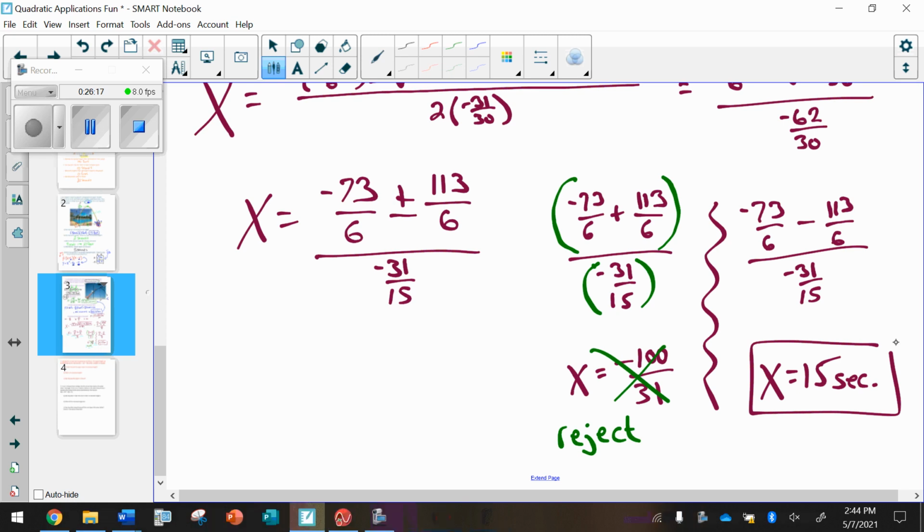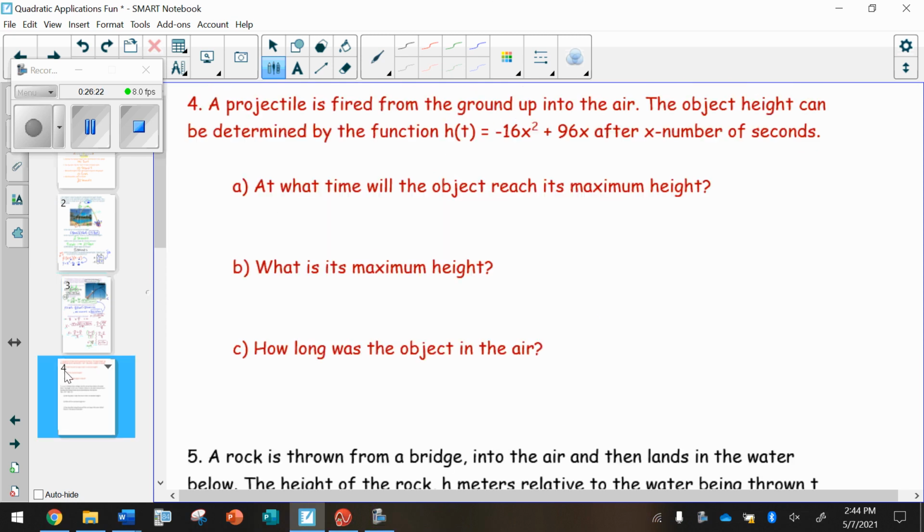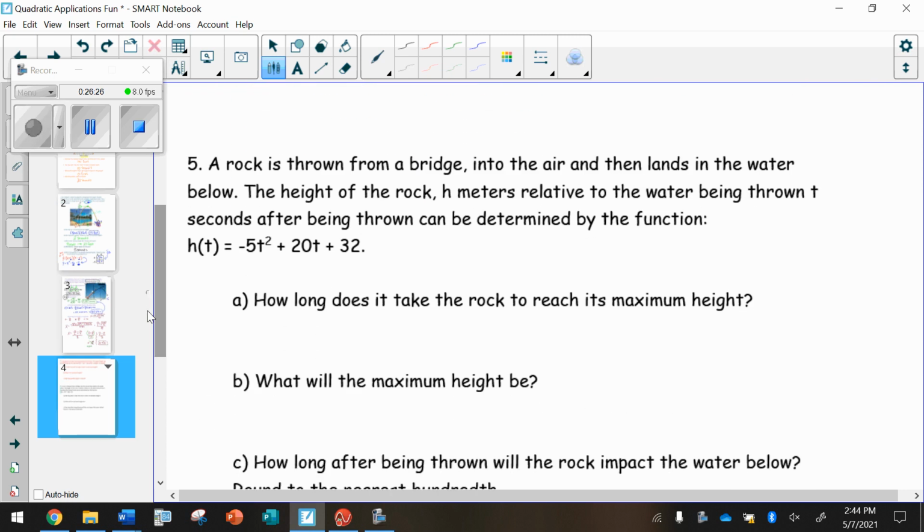All right, I think I blew your mind enough. So try the last two. They are much easier, much more straightforward. The answer key is in team, so you can check to make sure you did it correctly.